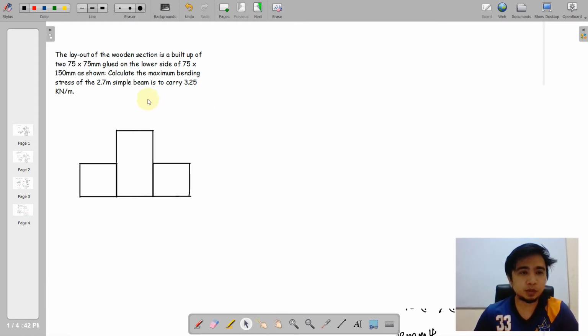For this particular problem, we have the layout of a wooden section built up of two 75 by 75 millimeter pieces glued on the lower side of the larger section, which is 75 by 150. We can see it in the figure. We are going to calculate the maximum bending stress of this 2.7-meter simple beam about to carry 3.25 kilonewton meter.